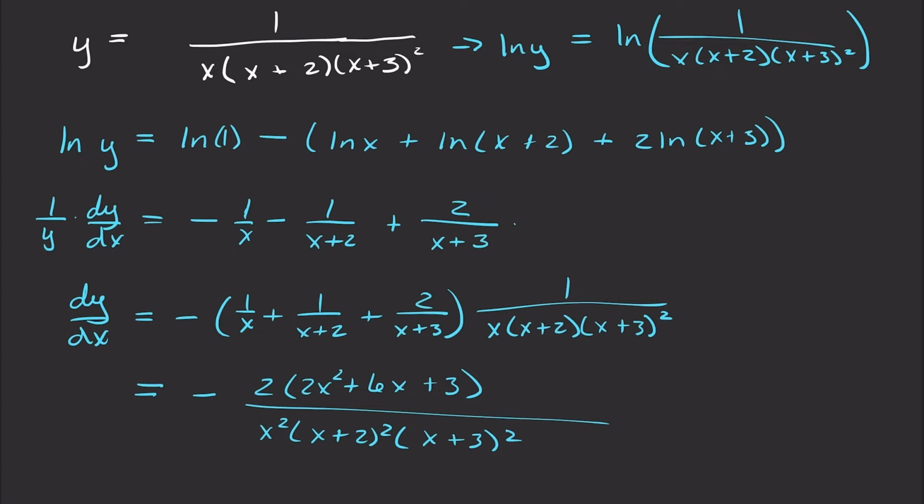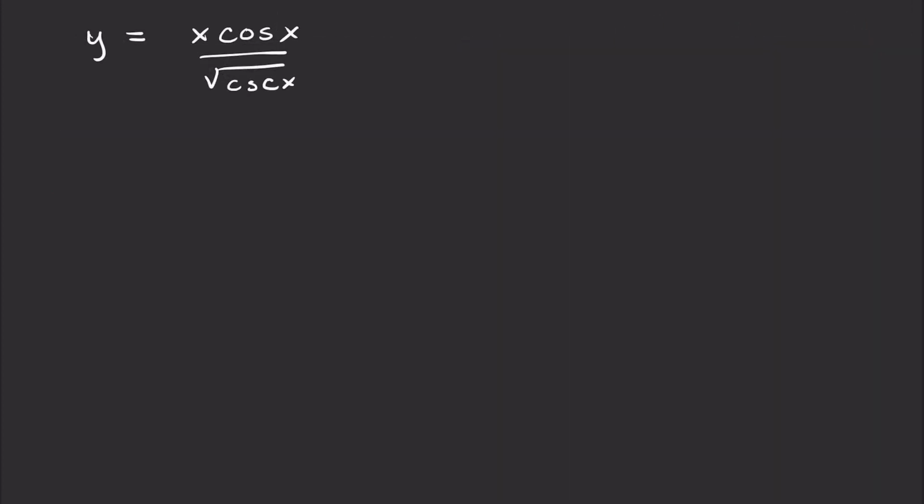So this next function, we have y equals x cosine x divided by the square root of cosecant x. So we're going to start by taking the natural log of both sides. Get the natural log of y equals the natural log of x cosine x over square root of cosecant x.